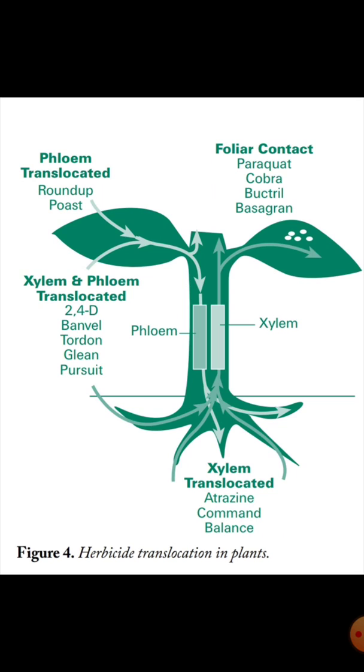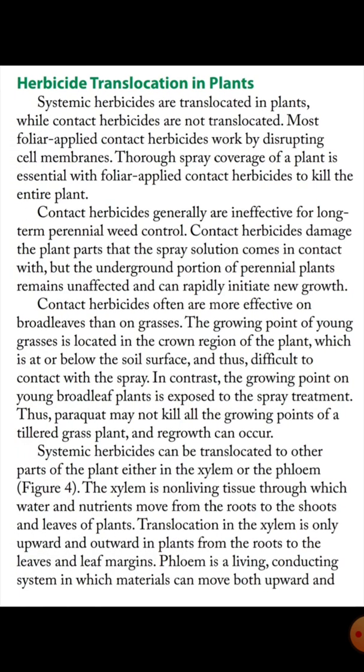Then those translocated with phloem are Roundup, Post. Those translocating with xylem and phloem we call systemic herbicides. Those that are not transported, which we just apply externally, are called foliar contact herbicides, that is paraquat, cobra, bactril, basagran. All these are herbicides translocating in the plant.